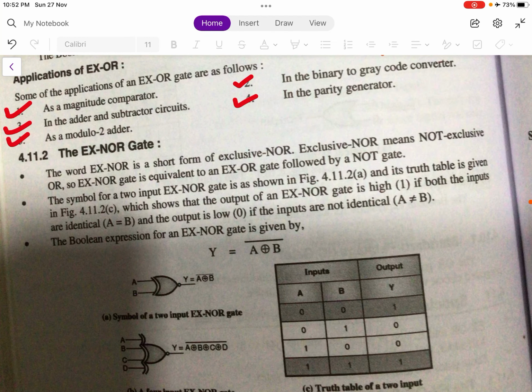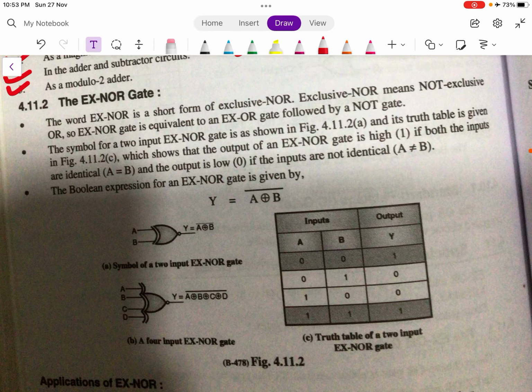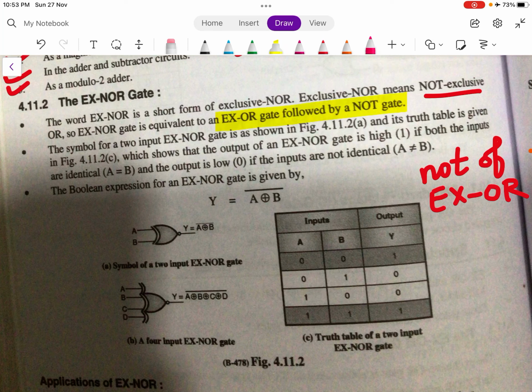The XNOR gate. The word XNOR is a short form for exclusive NOR. The exclusive NOR means not exclusive OR. So XNOR gate is equivalent to an XOR gate followed by a NOT gate. The symbol of the two-input XNOR gate is as shown and its truth table is given. The output of an XNOR gate is high if both the inputs are identical. So what is XNOR? XNOR is NOT of XOR. So that's why it is written as XOR gate followed by a NOT gate.